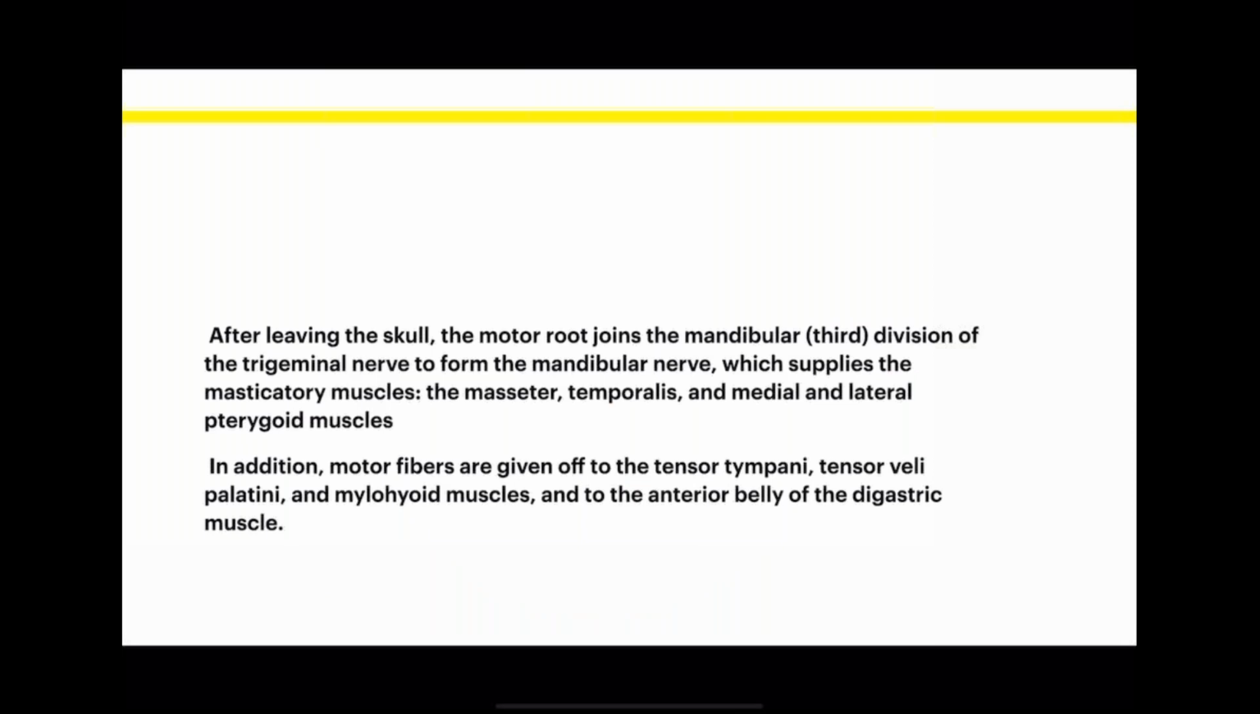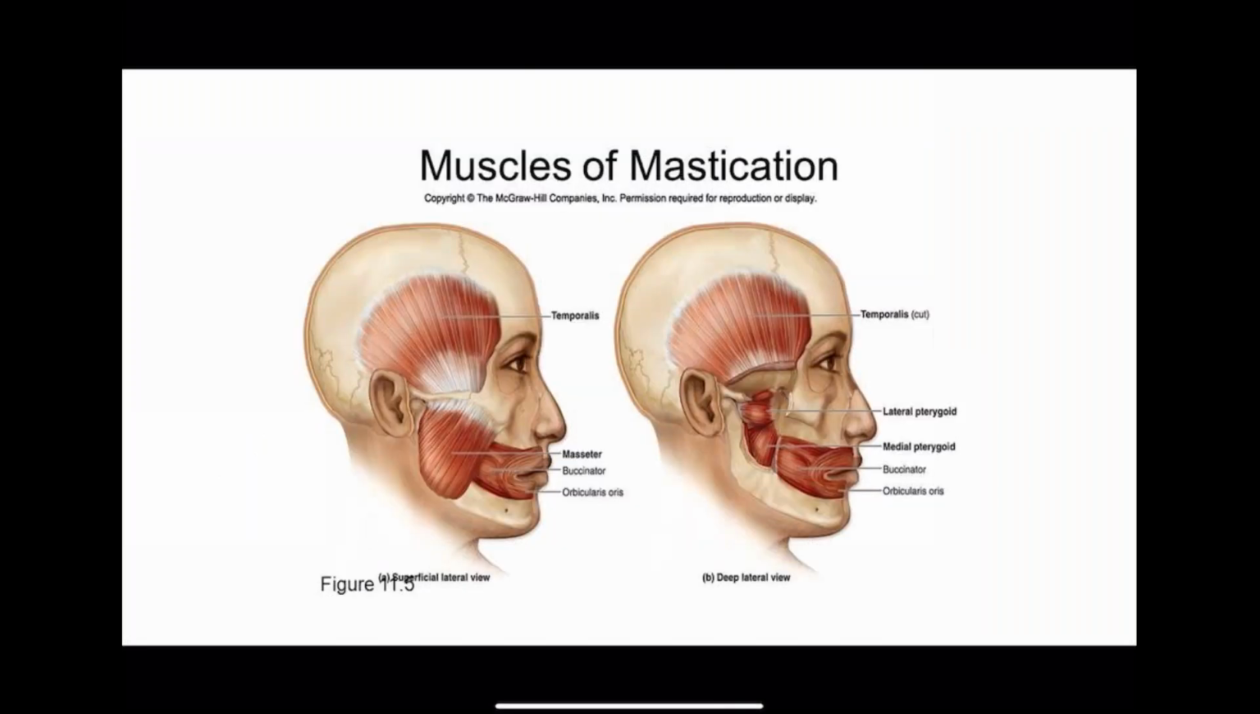So after leaving the skull, as we said, the motor root joins the mandibular division, like we saw in the previous image, to form the mandibular nerve, which supplies the masticatory muscles. And the masticatory muscles are the masseter, temporalis, medial and lateral pterygoid muscles, plus the other small muscles, tensor tympani, tensor veli palatini, mylohyoid muscles, the anterior belly of digastric muscle. And the better way is to see a picture to remember.